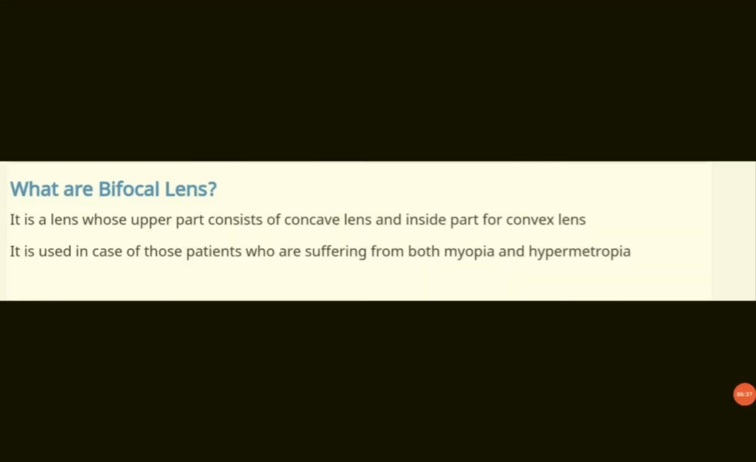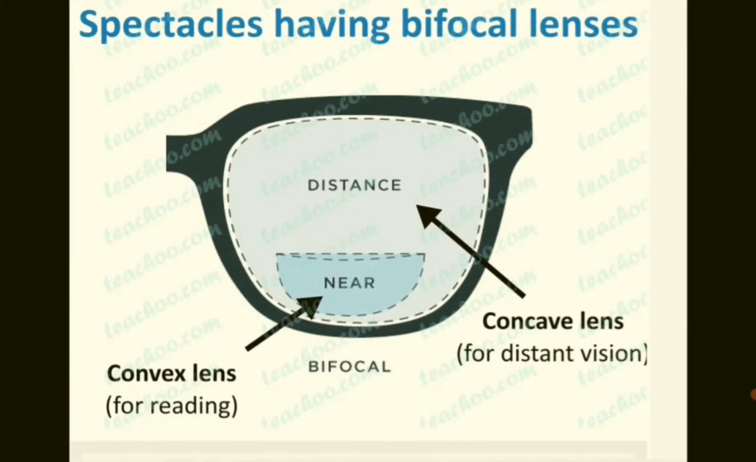Now let us see what a bifocal lens is. The bifocal lens is one whose upper part is made up of a concave lens and the lower part is made up of a convex lens. It is used for patients who are suffering from both myopia and hypermetropia. So here is the image of the bifocal lens. The upper part is made up of the concave lens and the lower part is made up of the convex lens. The convex lens is used in the lower part so that the patients can read objects clearly.